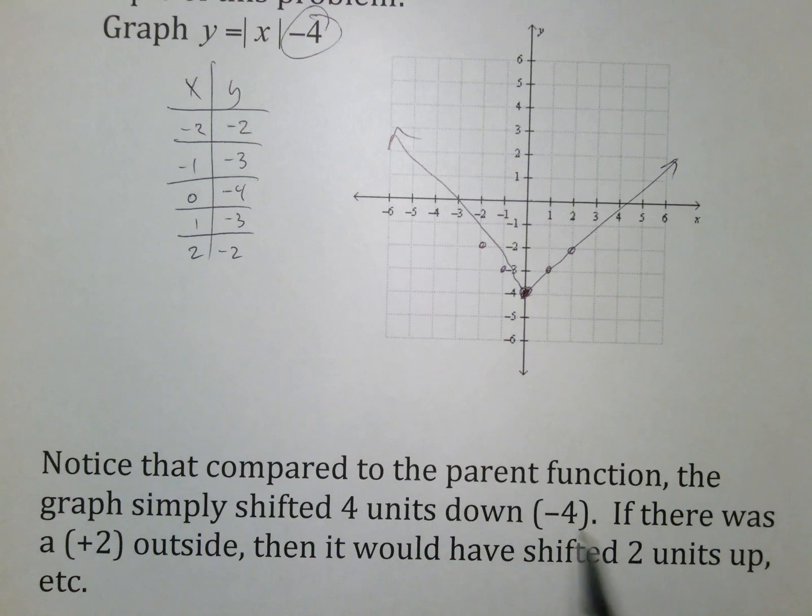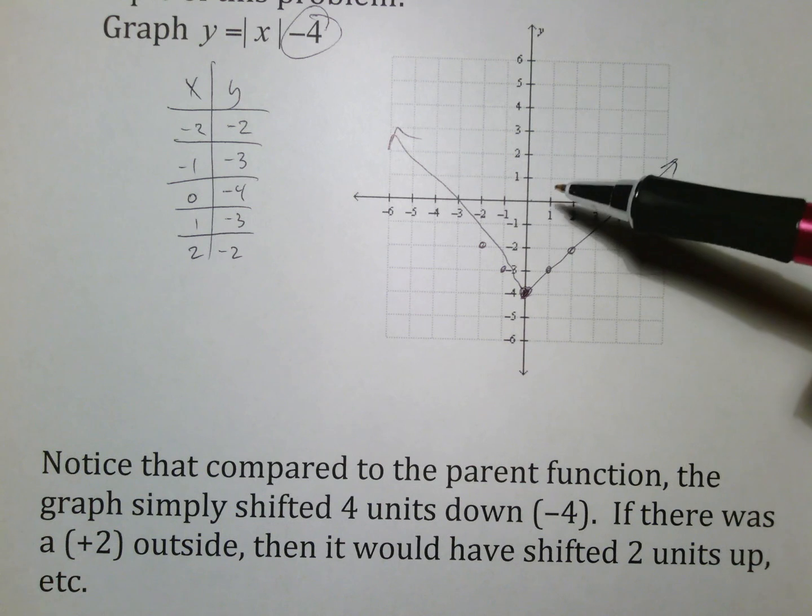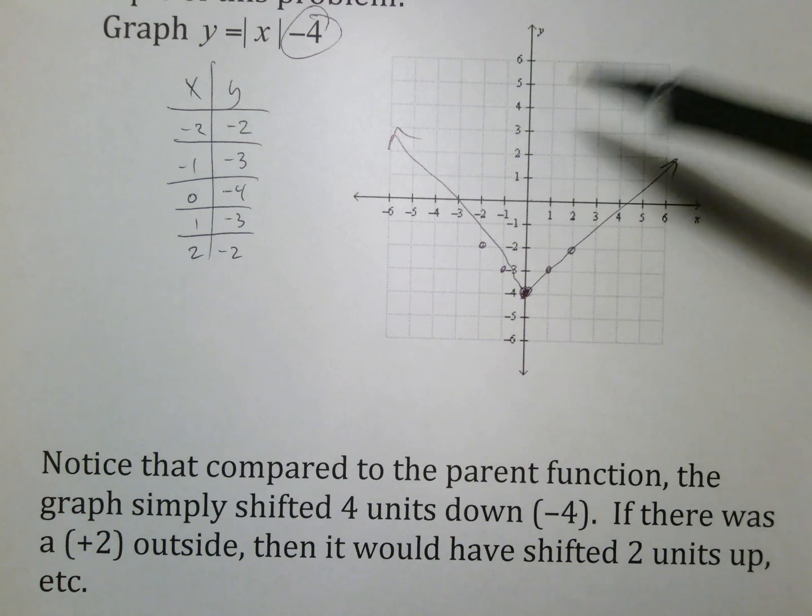So again, it says, notice that compared to the parent function, the graph simply shifted 4 units down. That's because of the -4. If there was a +2, then it would have shifted 2 units up, and so on. Alright, so a negative number makes it shift down, and a positive number makes it shift up if it's on the outside.